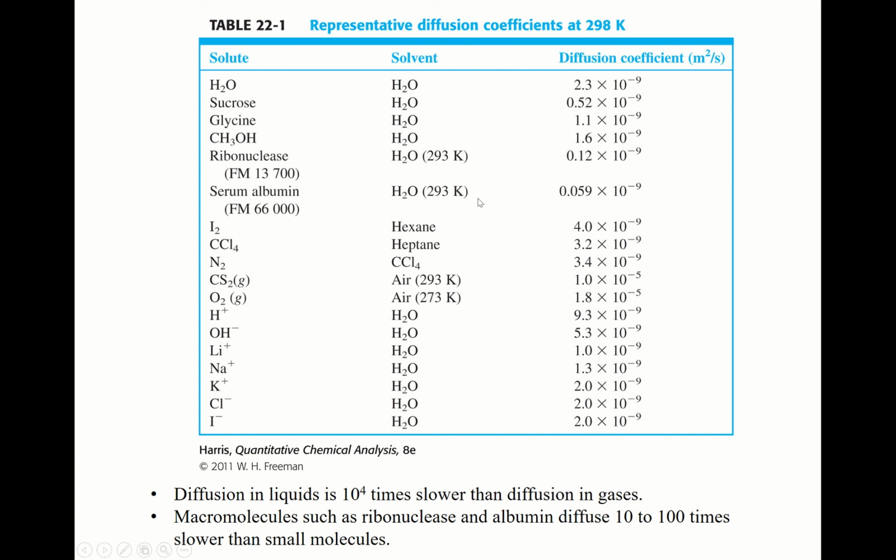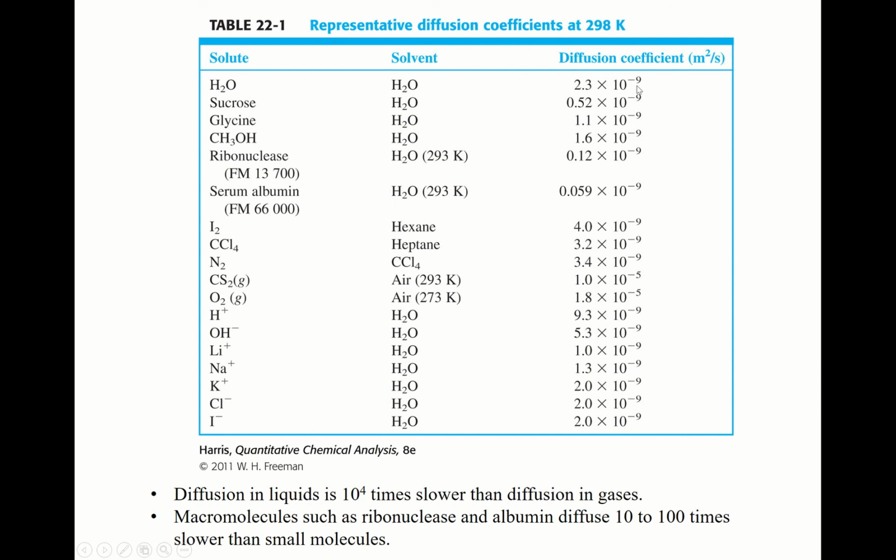Yeah, like that, like that, and you see, usually in water, in other words, in liquid, okay, iodine diffuses in hexane, whose diffusion coefficient is 4.0 times 10 to the minus 9. Carbon tetrachloride also diffuses in heptane. Diffusion coefficient is this one. Okay, so we can conclude that diffusion in liquid is on the order of 10 to the minus 9 square meter per second. This is a usual case.